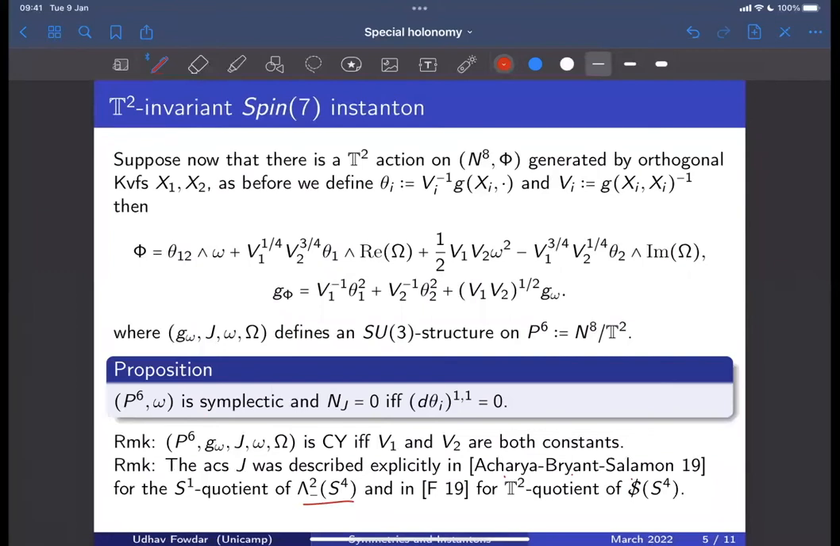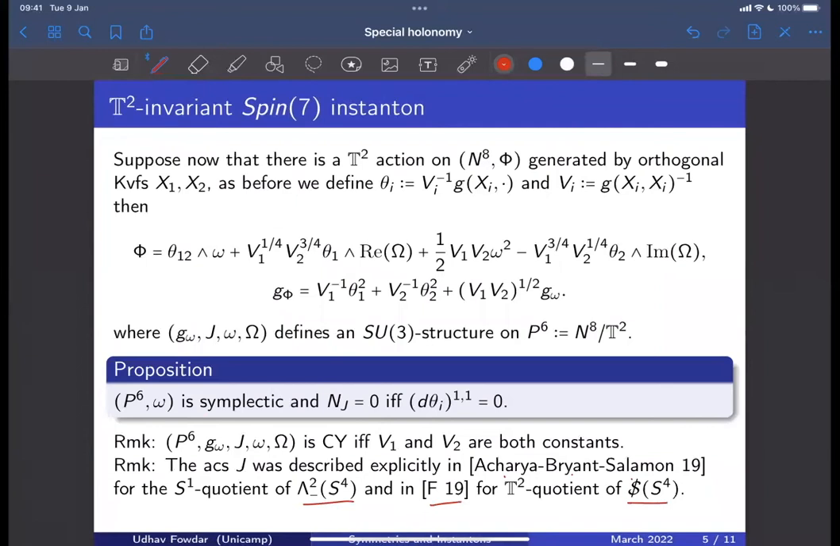And in previous work of mine, I studied the T2 quotient of the spinor bundle of S4. And again, the almost complex structure is generally not integrable. The Nijenhuis tensor doesn't vanish in general. Okay, so in this context, I need to tell you we're interested in instantons.